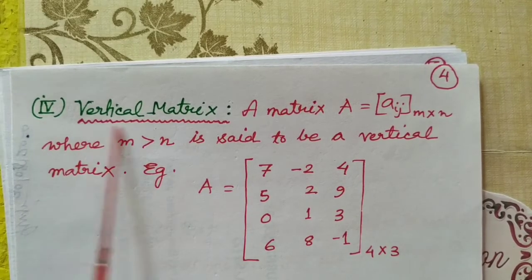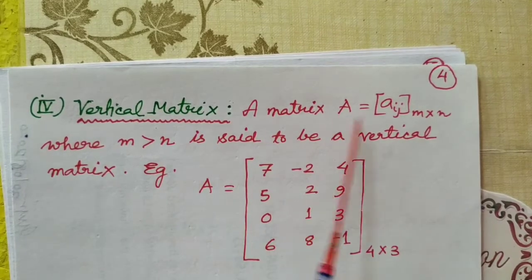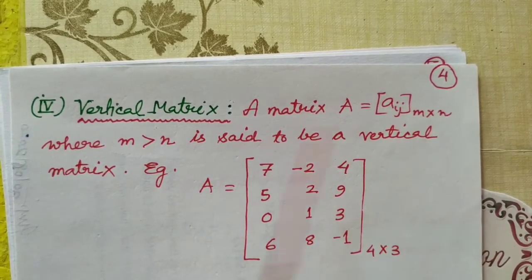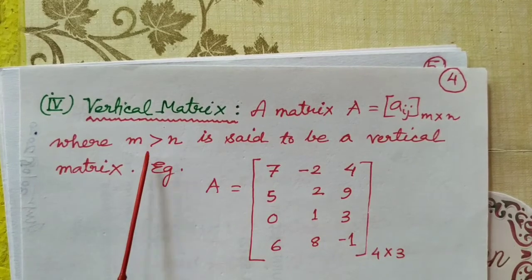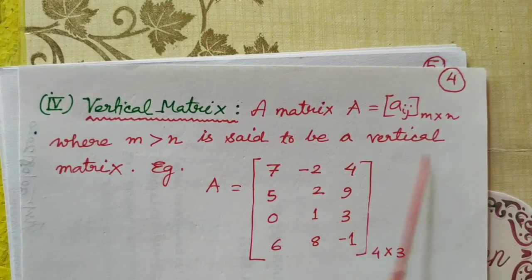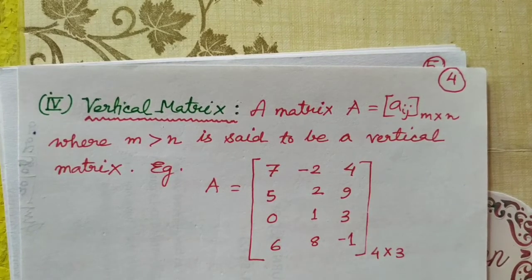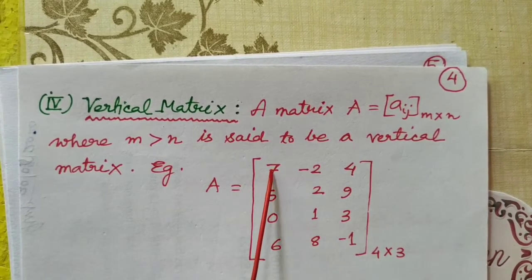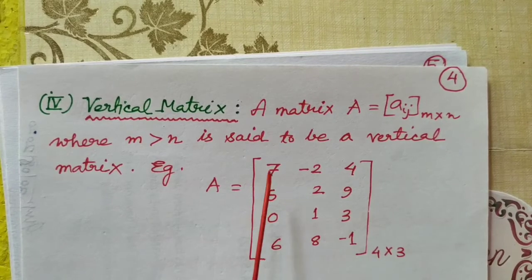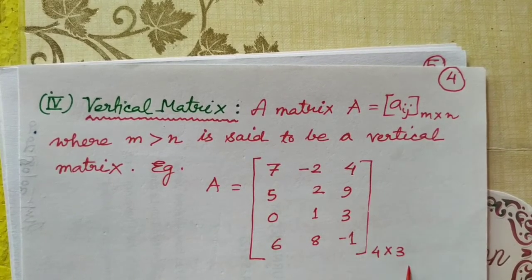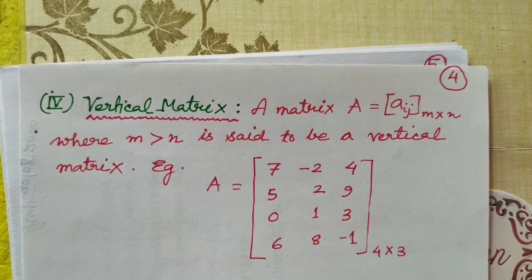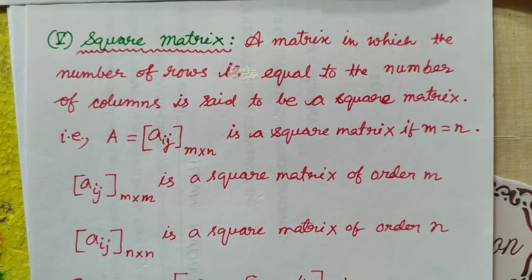Number 4 is a vertical matrix. A matrix A = [aij] of order m by n, where m is more than n. This condition is important. It is said to be a vertical matrix. In this matrix A, there are 4 rows, 1, 2, 3, 4, and 3 columns, 1, 2, 3. So it is 4 by 3, so m is more than n. This is an example of a vertical matrix.